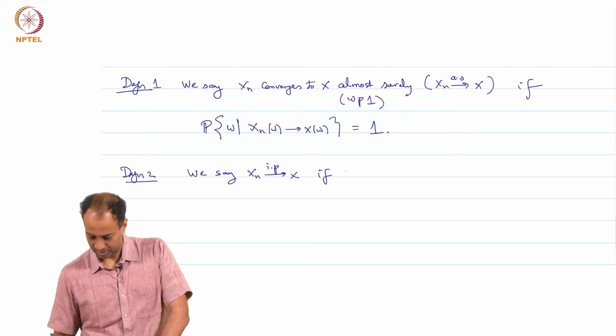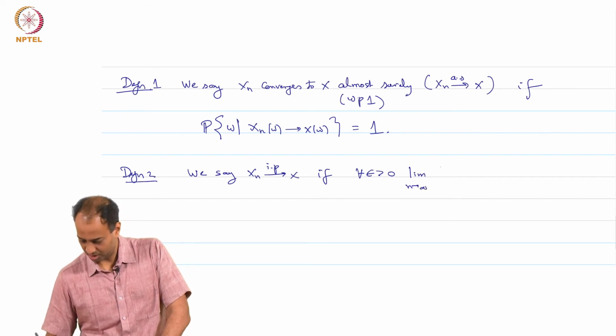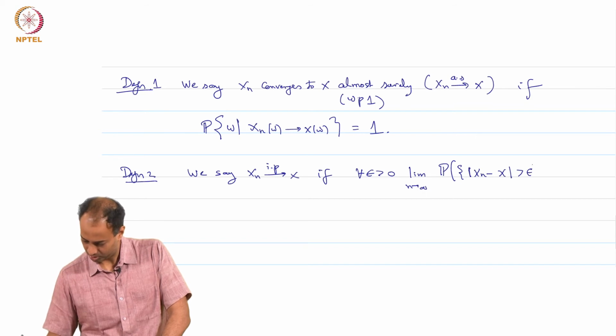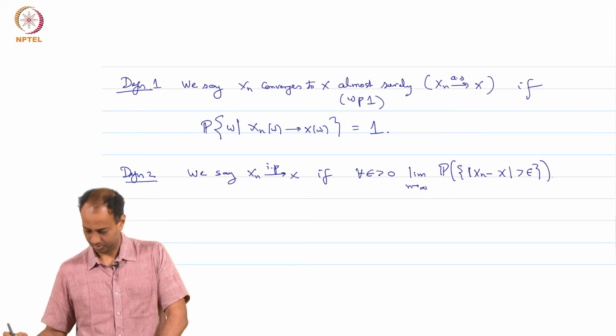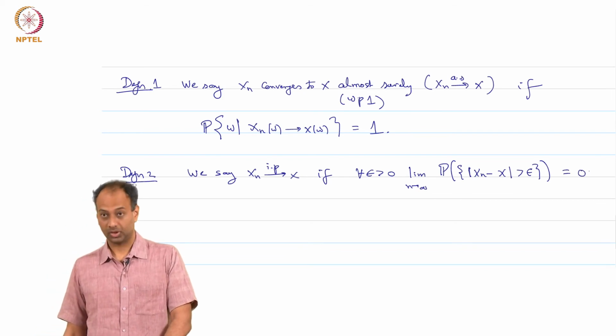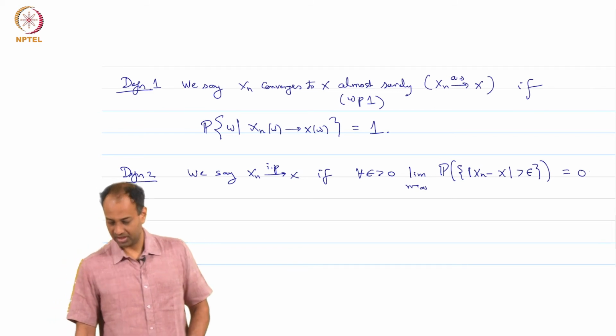If for all epsilon greater than 0, limit n tending to infinity, probability that |X_n - X| exceeds epsilon equals 0. Okay. So, this is the definition of convergence in probability.